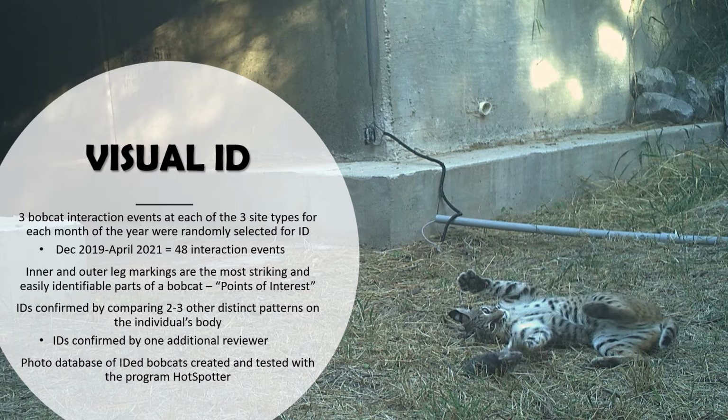For visual ID, 3 bobcat interaction events were randomly selected for each month of the year from December 2019 to April 2021, including 48 interactions. Inner and outer leg markings were deemed points of interest and were the most striking and easily identifiable parts of bobcats. These IDs were confirmed by comparing 2 to 3 other distinct patterns on the body and confirmed by another reviewer. A photo database of ID'd bobcats was then created and tested with the program HotSpotter.